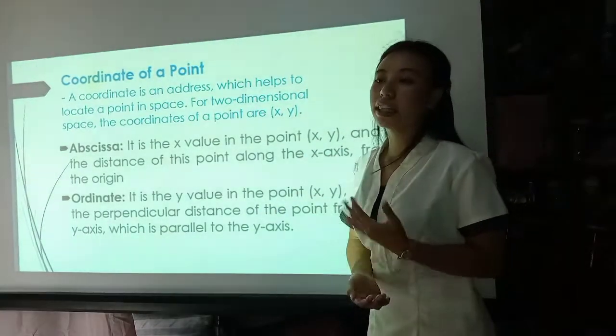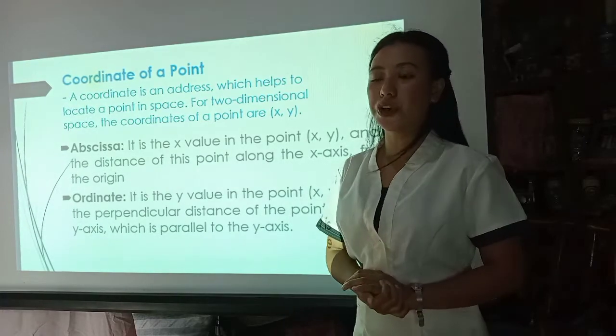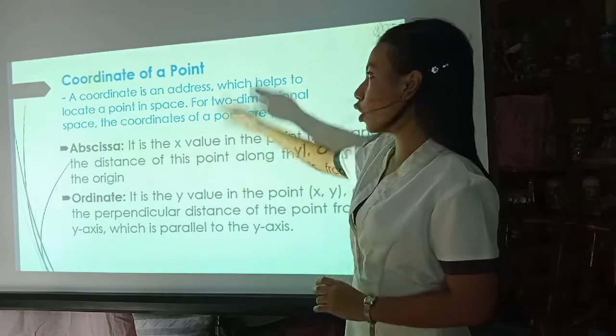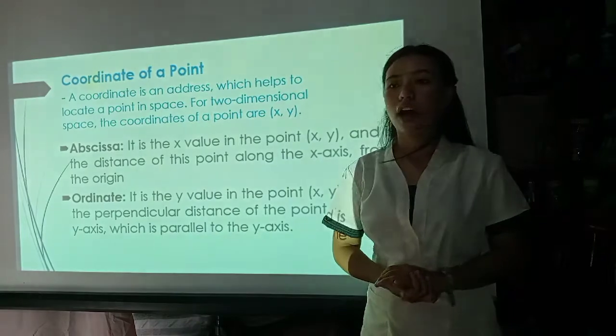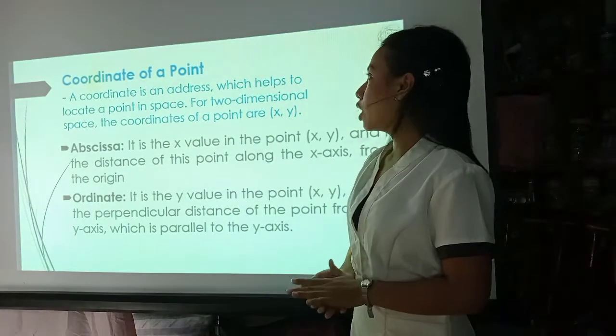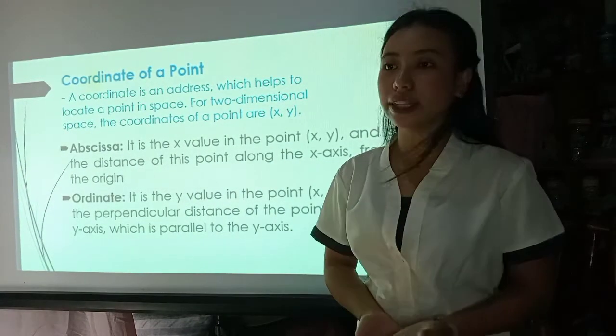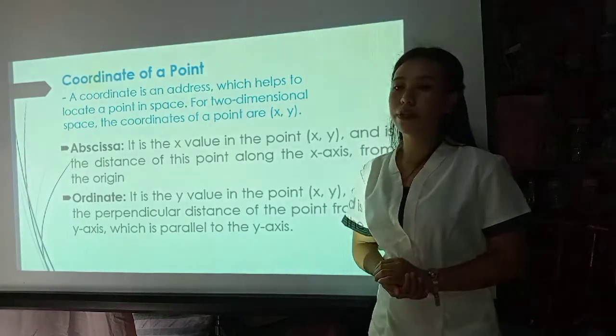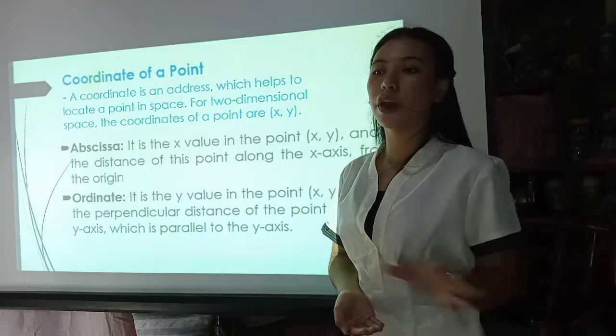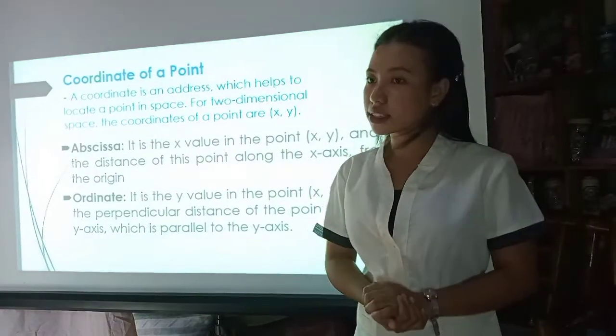So, an addition for the lesson on the Cartesian coordinate system is the coordinate of a point. A coordinate is an address which helps to locate a point in space. For two-dimensional space, the coordinates of a point are x and y.